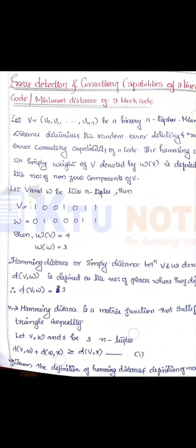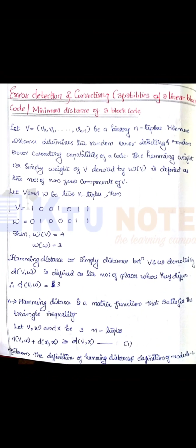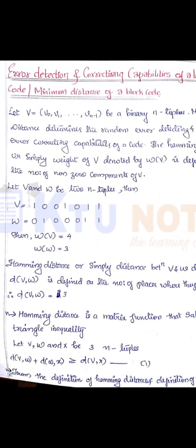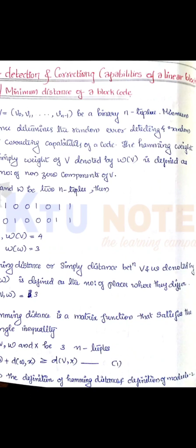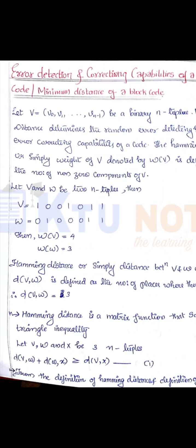Now the second parameter is Hamming distance, or simply distance between two code words V and W, denoted by D of V comma W. Hamming distance is nothing but the distance between two code words. Let V be a code word and W be a code word. Then the distance between V and W is written as D of V comma W and is defined as the number of places where they differ. By comparing these two code words, the number of places where they are different is the distance between those code words.